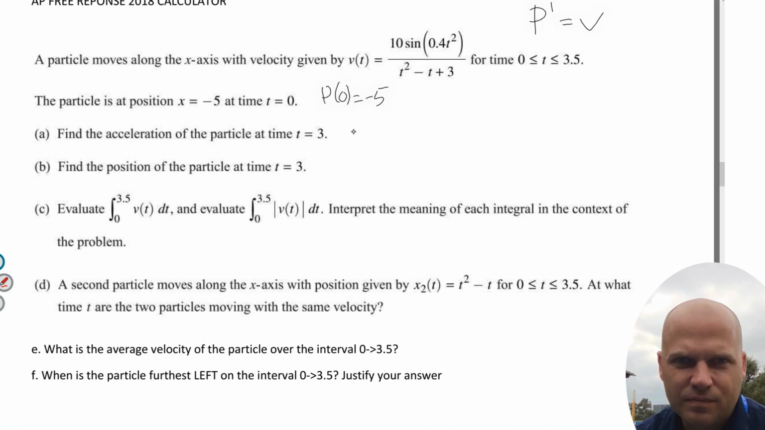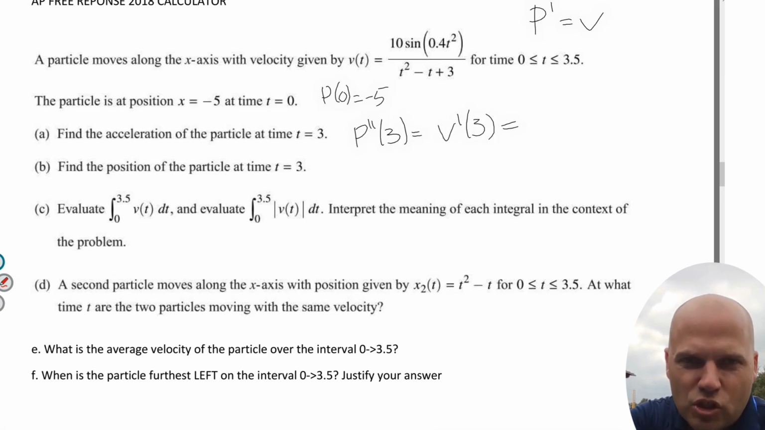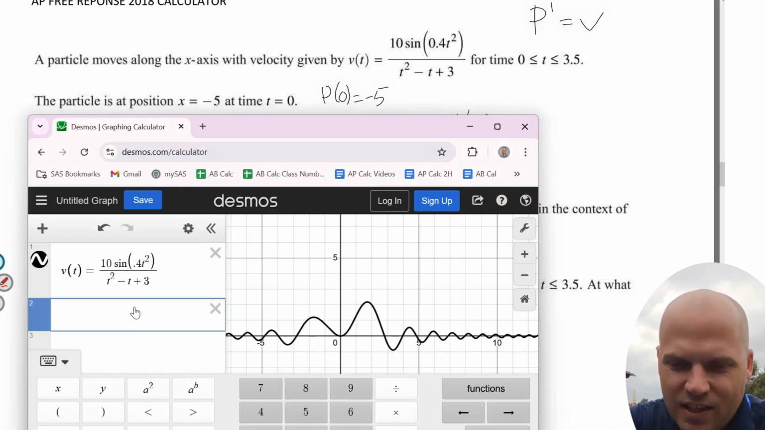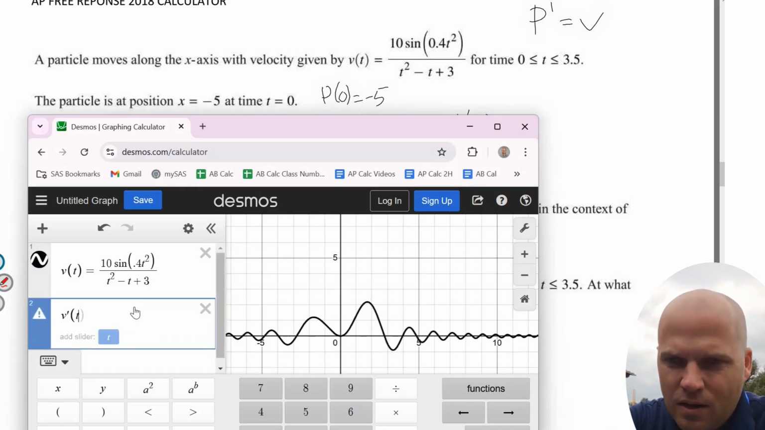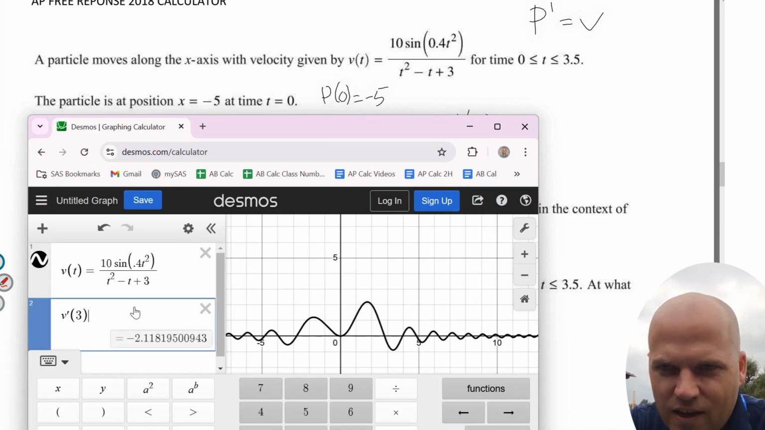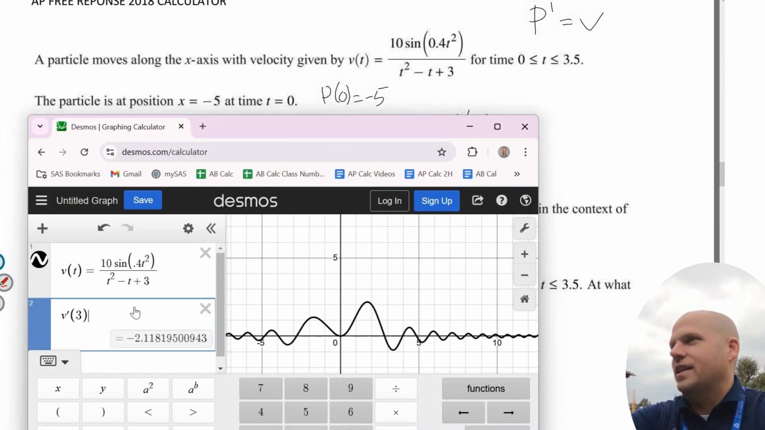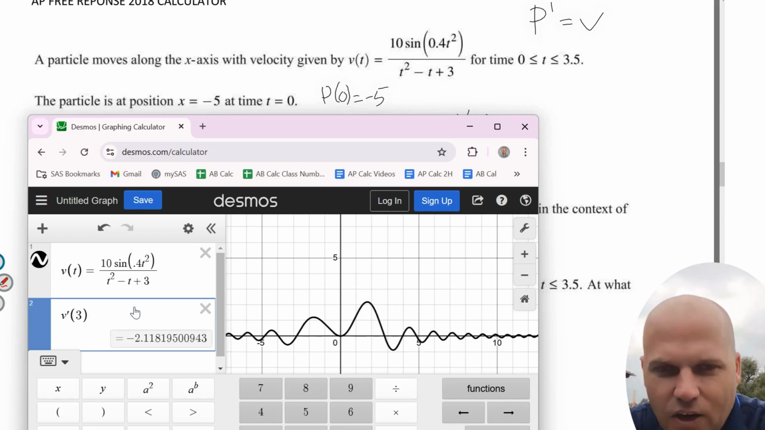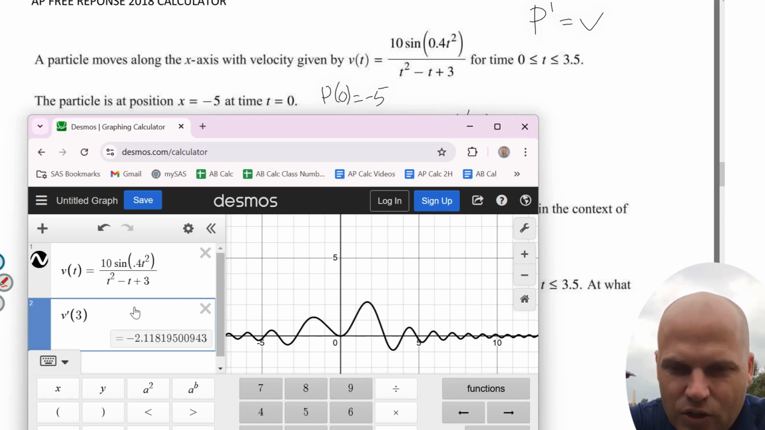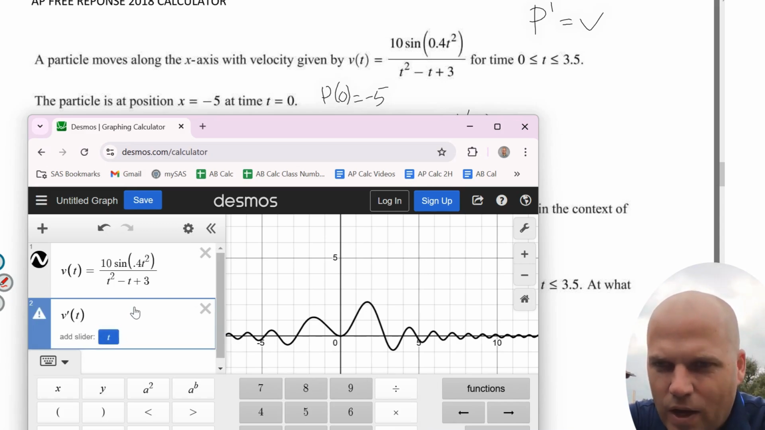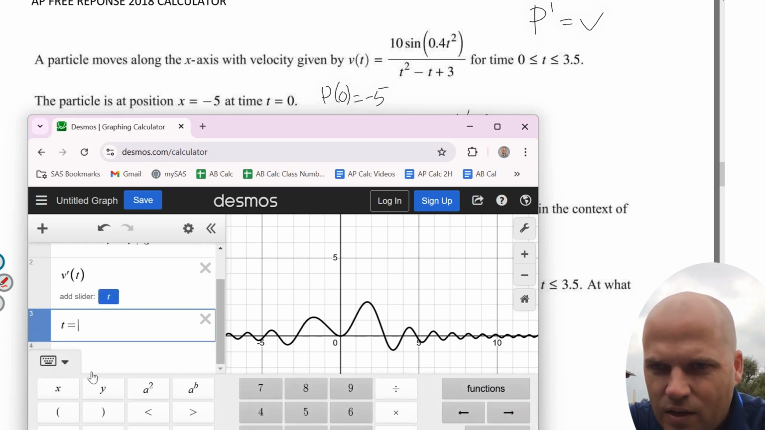This is p double prime of 3, which is v prime of 3. And what's so great about this, guys, is you can do v prime of 3, and literally it gives you that answer. It gives you the derivative. Desmos is so awesome. You don't have to do anything crazy. You can say v prime of t when t is 3.